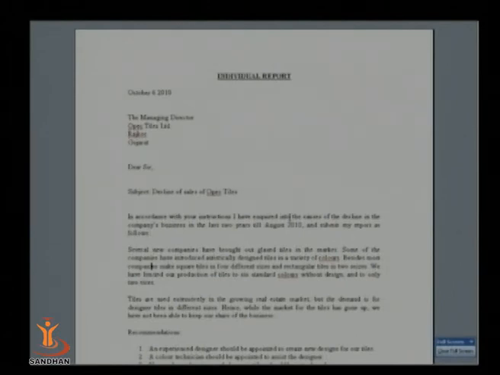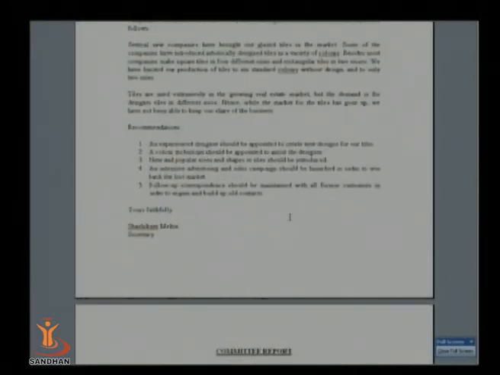If we see the recommendations, these recommendations are written in the proper sequence, and these recommendations logically present the solution of the problem and assign the authority to take the proper decisions based on these recommendations. Now you can see on your slide that the recommendations are properly sequenced, as the first recommendation that we may read will be: an experienced designer should be appointed to create new designs for our tiles.